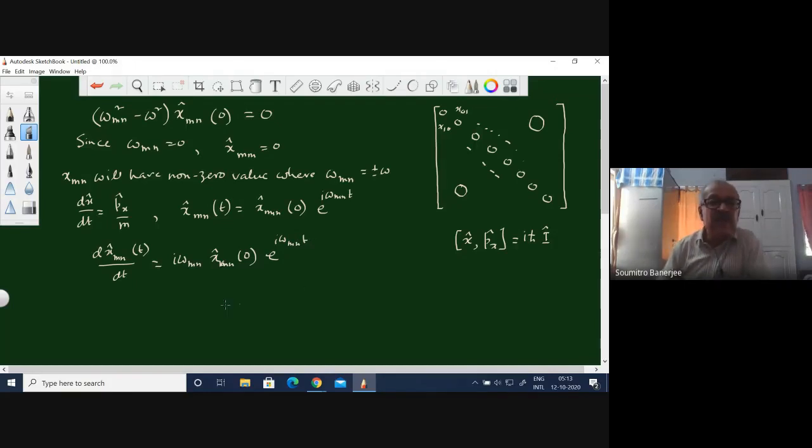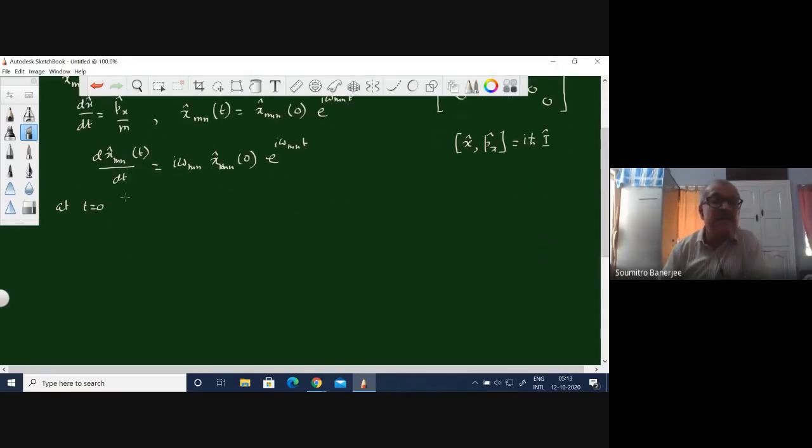So at t is equal to 0, we can easily see, because we are only aiming at finding out what the matrix elements are at t is equal to 0. At t is equal to 0, the Pmn operator at time t equal to 0 divided by m is equal to this term i omega mn x operator mn at 0, and this e to the power of i omega t goes. So we have a relationship linking what we are trying to find out in x with this. So I'll just take the m up there.